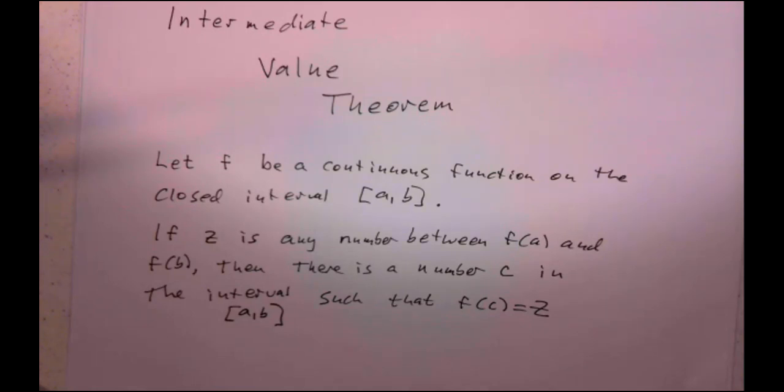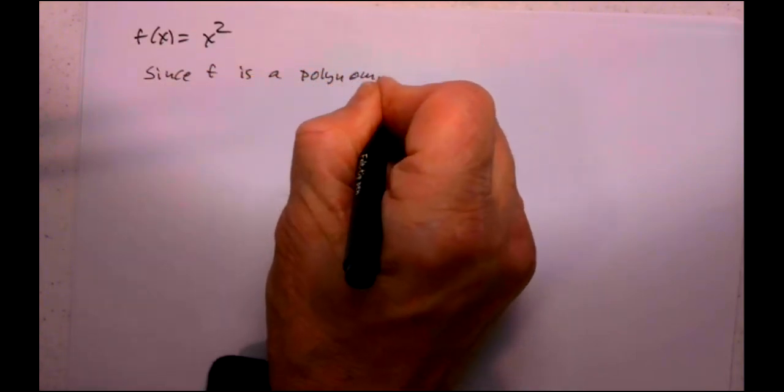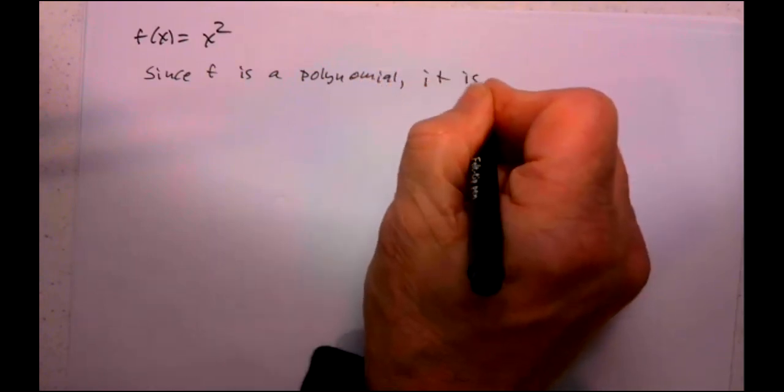So I'm going to take a look at the following function. We'll say, look at f of x equals x squared. Now, x squared is a polynomial. We know that, so let's go ahead and say it. f of x equals x squared. So that's a polynomial, and we know that polynomials are continuous everywhere. So since f is a polynomial, it is continuous everywhere.